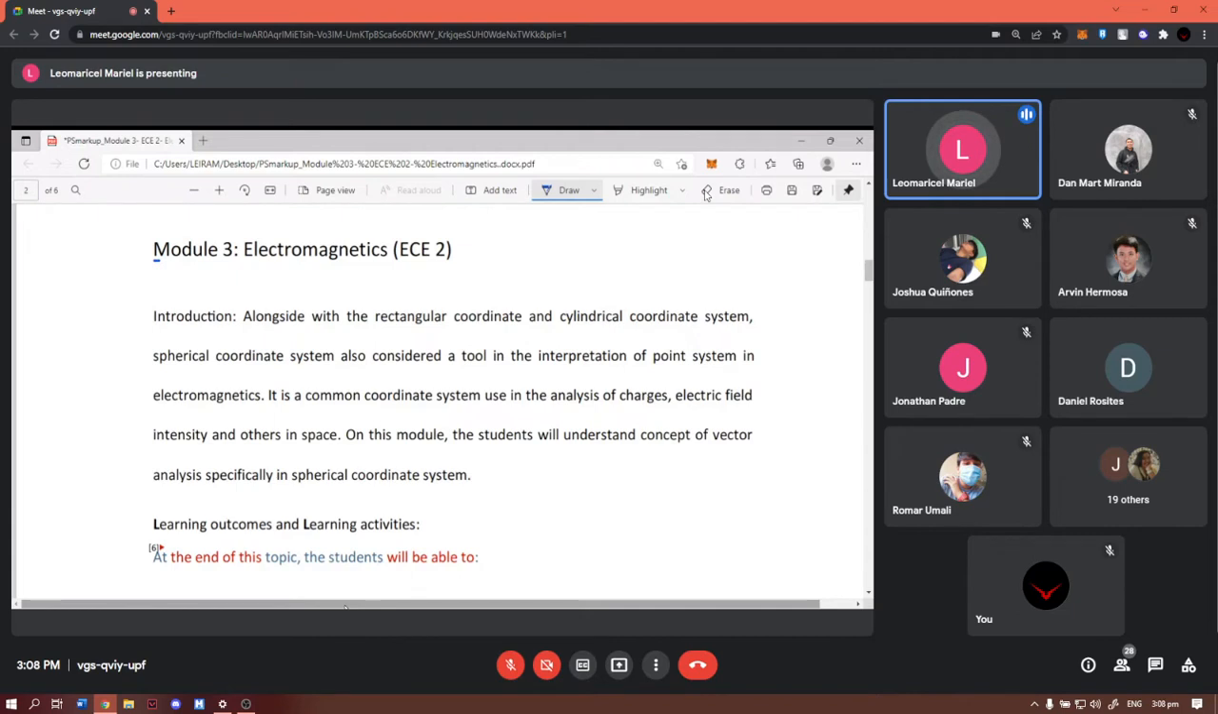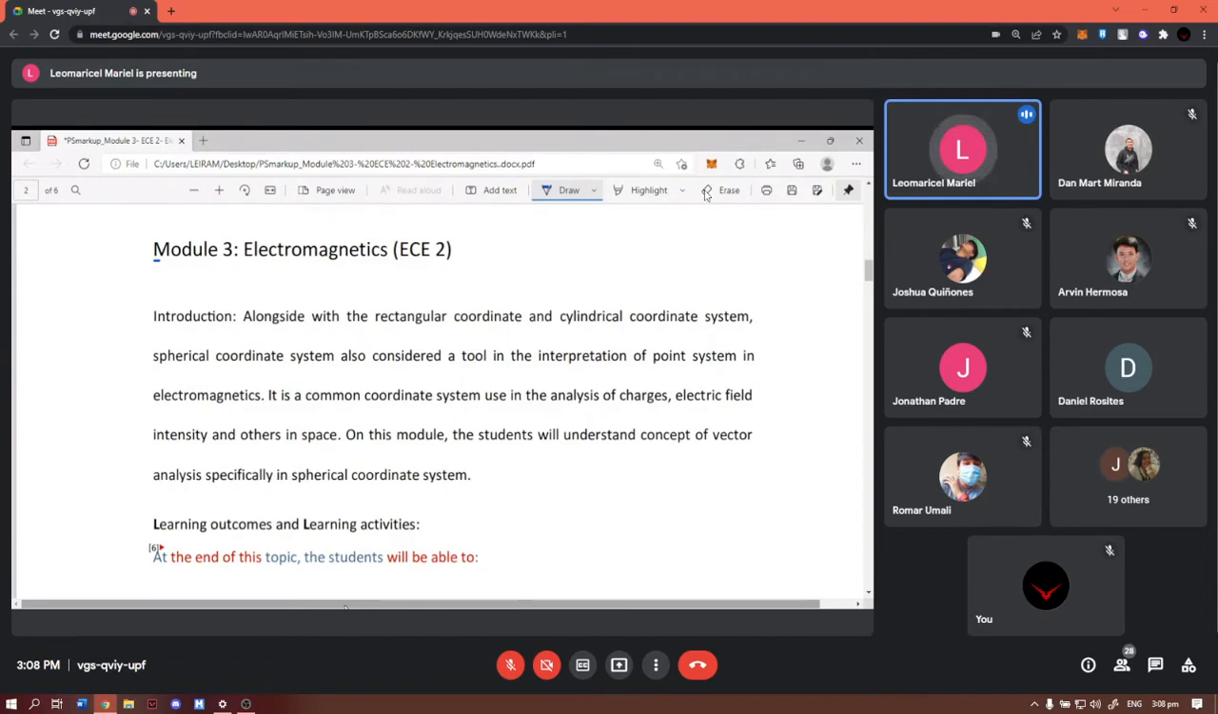Okay, so last time we discussed the cylindrical coordinate system, where we relate our rectangular coordinate system axes XYZ into cylindrical axes, which are rho, phi, and z. We found out that the common point between the two coordinate systems is that z will be the same for both rectangular and cylindrical.